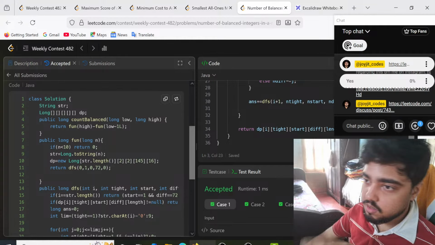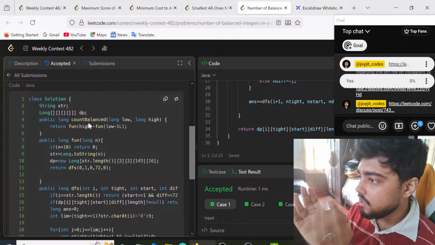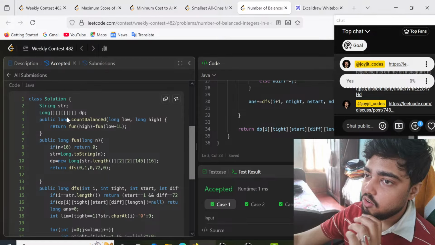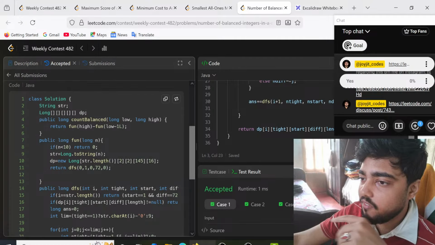So let's look into fun. Let's try to divide the whole thing. How to do that? See, first of all, one thing: if n is less than 10, return 0. Why? Because it was given in the question that it contains at least two digits. If it is less than 10, it will have one digit only. So return 0 directly.